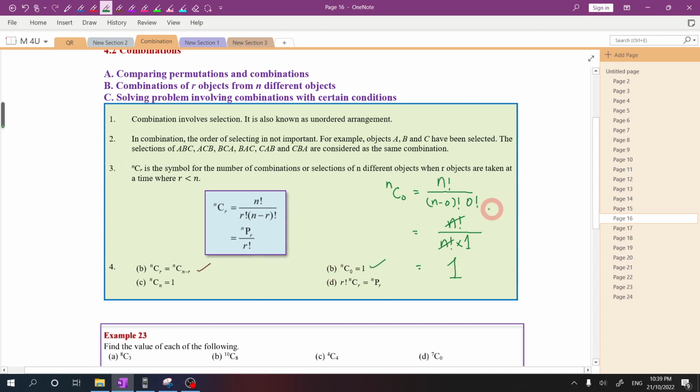Okay? Now, nCn is actually equal to 1. I think this one should be no problem. You have n objects, you want to choose n of them. There is only one group you can form, right? Okay, so this one, the last one.